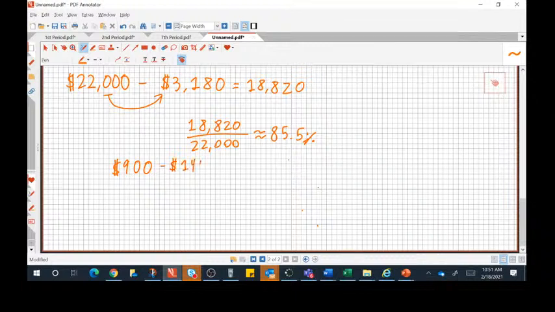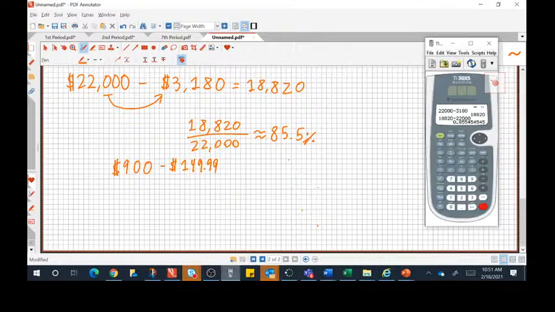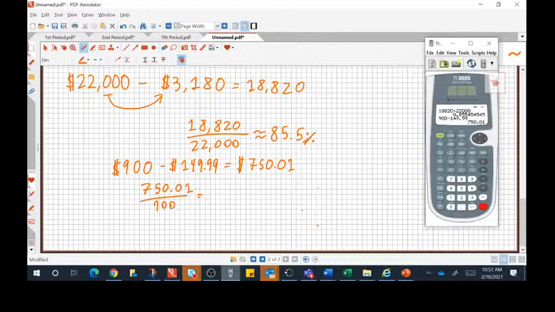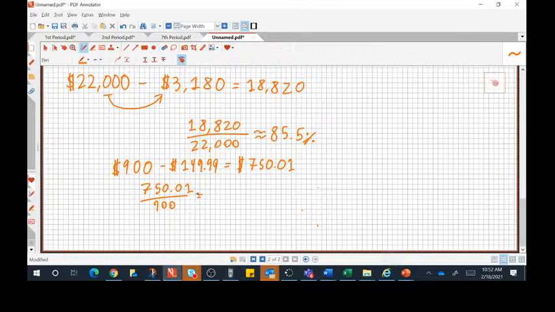So if we're going to find the discount between them, you need to take your $900, subtract $149.99, and that means that you're getting a discount of $750 and a penny. And now if I take that amount and divide it by 900, you're going to get your percent discount. So $750 and a cent divided by 900, about 83.3%.